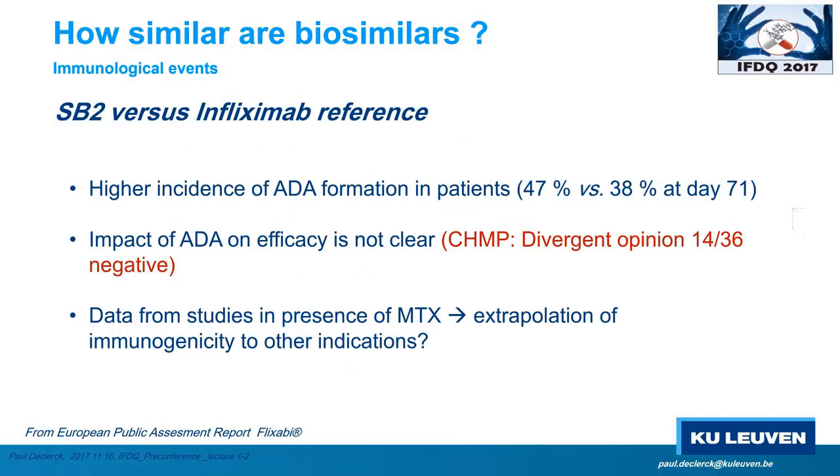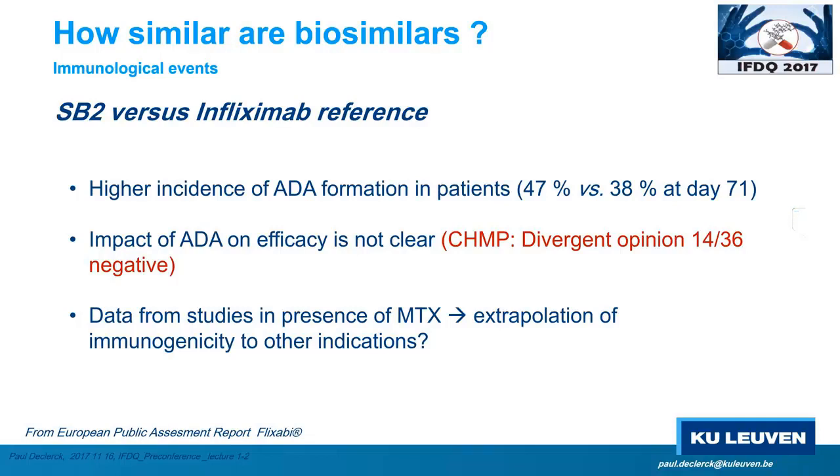We may skip this one. This one is a very important case, which illustrates that the evaluation of a biosimilar is not always a black and white situation. So what we find in the European Public Assessment Report, when they describe the approval process and the properties of a biosimilar SB2 versus the reference product of infliximab, one of the typical properties associated with infliximab, a chimeric monoclonal antibody, is that within a period of 6 months, on average approximately 40% of the patients will develop antibodies against the drug.